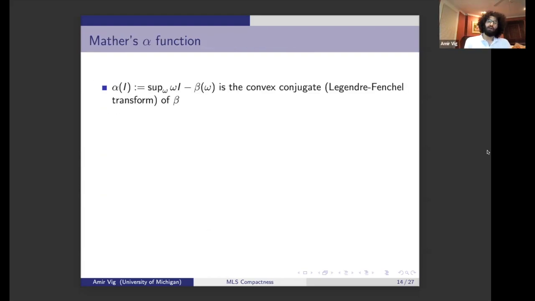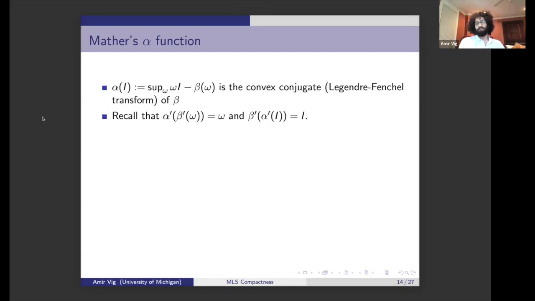So for every strictly convex function, there's what we call a convex conjugate. It's also called the Legendre-Fenchel transform and is defined as follows. For some number I in what we call the action interval, if we take the supremum over all omega of omega I minus beta of omega, we get some number. It turns out that this supremum is actually a maximum. And so we can find a critical point by, if you differentiate this thing in omega, you get I minus beta prime of omega. If that's 0, then you can just plug in I equals beta prime, and that gives you the convex conjugate.